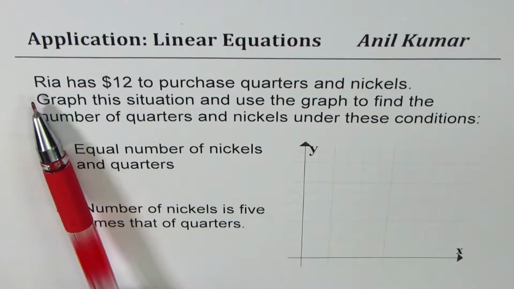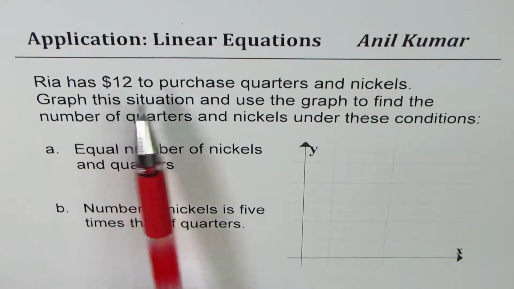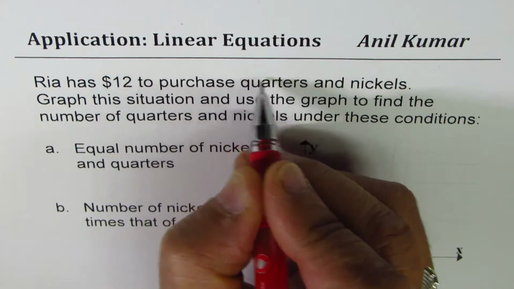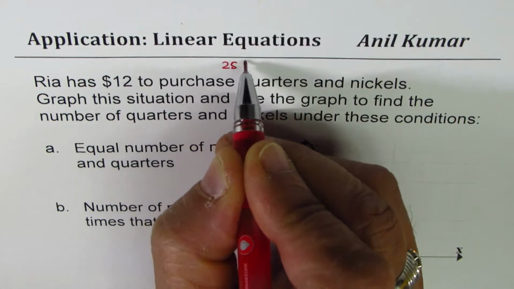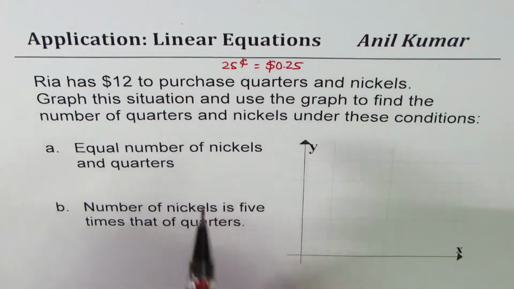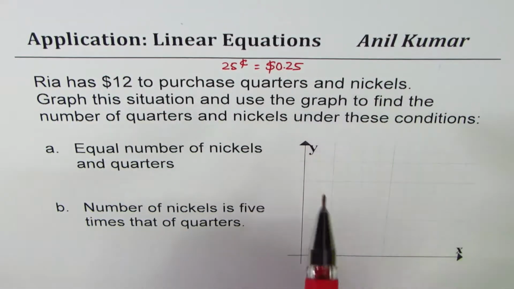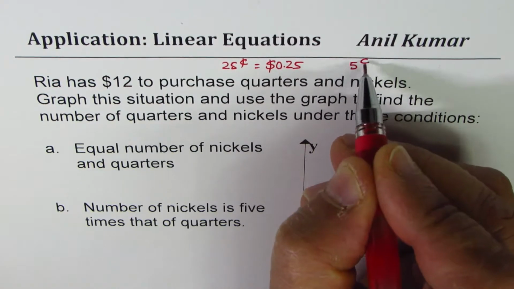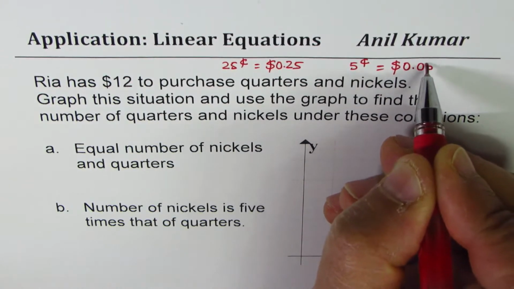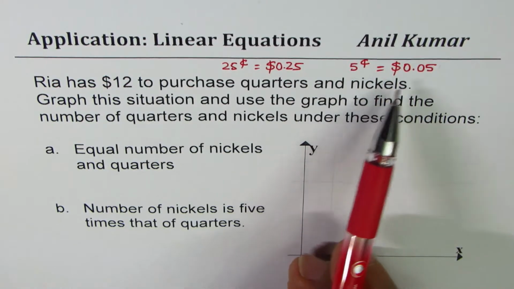Let's read the question once again, as we should do for any word problem. Ria has $12 to purchase quarters and nickels. When we say quarters, then we say 25 cents. We could say this as 25 cents, or we could say this as dollars, 0.25. So it is your choice. You can work with cents or with dollars. Same with nickels. You could say 5 cents, or in dollars, 0.05, not 50, okay? 0.05. 5 cents. That is the value for nickels.